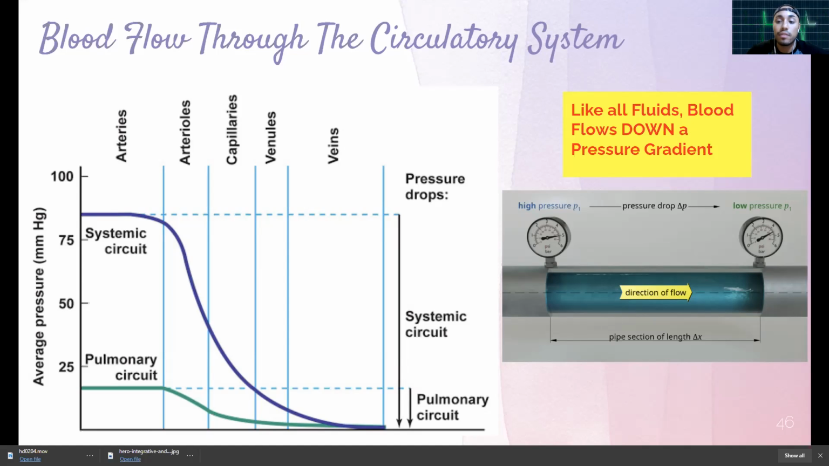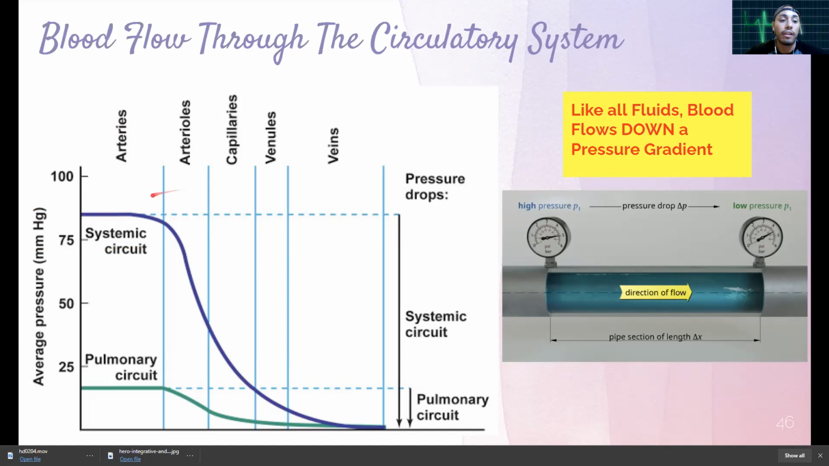60 to 20 is a difference of 40. 100 to 80 is a difference of 20. So the difference of 40 is greater, meaning the pressure gradient is greater. So you would have greater flow if you have a greater difference between the two pressures. It doesn't matter what the numbers are, just know that the difference between the pressures will matter.